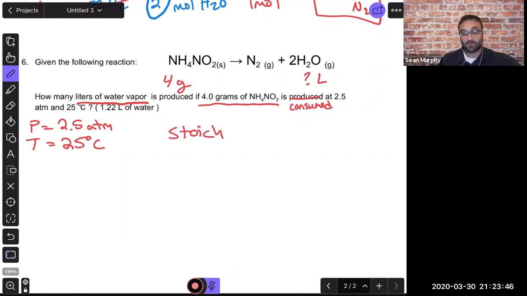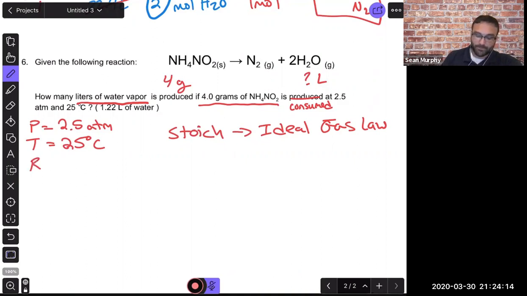Which all stoichiometry means is just doing mole conversions from different molecules. So we're going to do stoich, and then we're going to take the answer from stoich and put it in our ideal gas law. That doesn't make much sense right now, but let's see what we have. Remember we're using atmosphere, so our R is going to be 0.0821. We know that we have to solve for question mark liters of water.